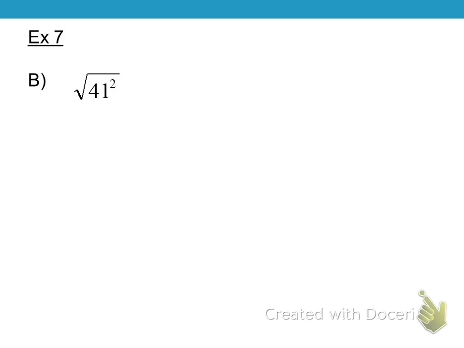If the squared is inside the radical, or if it's outside the radical, they're still undoing each other. It's like saying plus 3 minus 3, they undo each other. Well, minus 3 plus 3 still undoes it. The order of the inverse doesn't matter. They still undo one another. Questions?